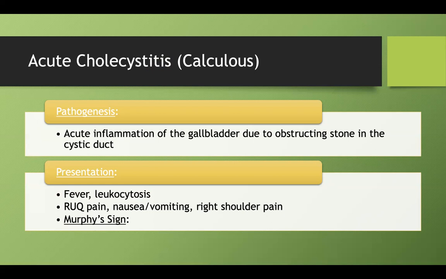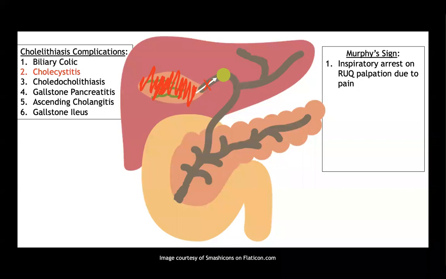They also like to test on Murphy's sign, which is a physical exam maneuver that we can do. And what that is, you'll have somebody take a deep breath while you're palpating their right upper quadrant, and they'll quit breathing deeply for a moment because of the pain. So let me show you what that looks like.